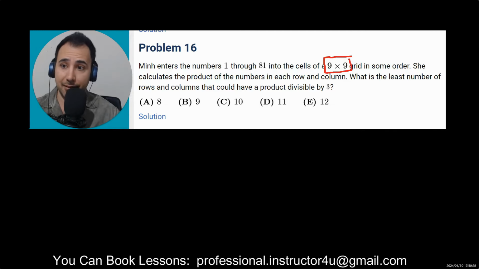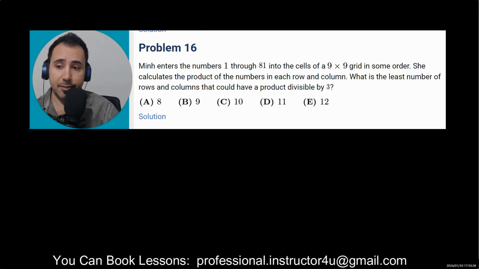Maybe we don't even have to draw the grid. Actually, when I did this question, I didn't draw the 9 by 9 grid, but still I managed to answer it. Let's see how. First, the easiest grid we could draw is a 2 by 2 grid, right? And then we put the numbers in them randomly.